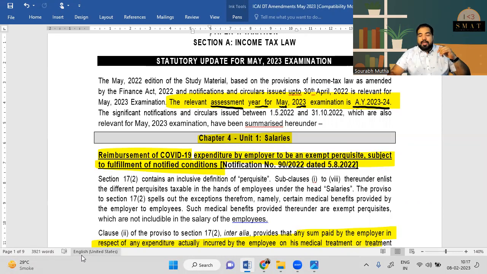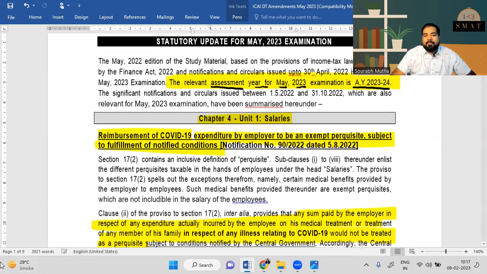It is taxable as a perquisite. But what happens in this case? They've said that in case of COVID, you will not have to consider that as a perquisite. So for example, you or your family member have gotten sick because of COVID, hospitalized, and the medical bills are paid by the employer. Is it a perquisite? Yes, but it will not be taxed.